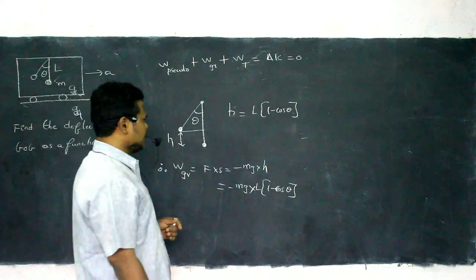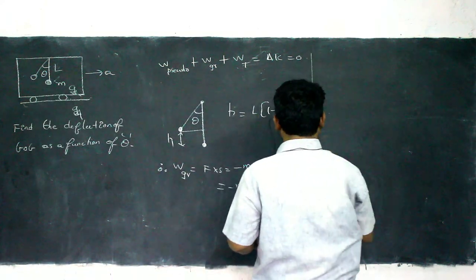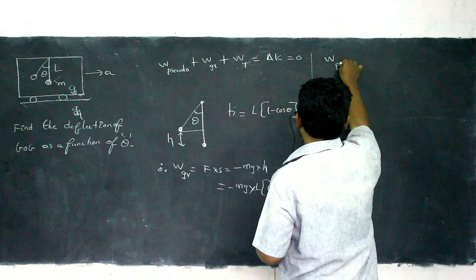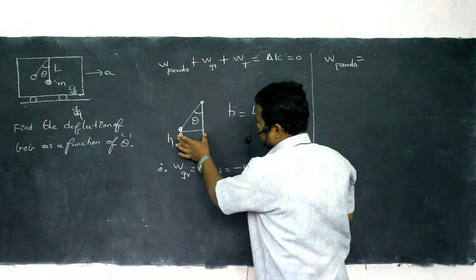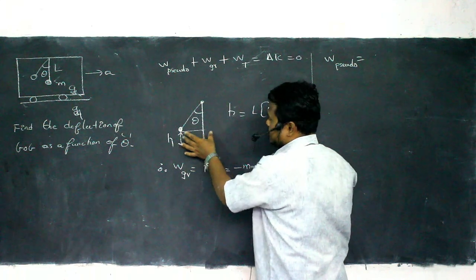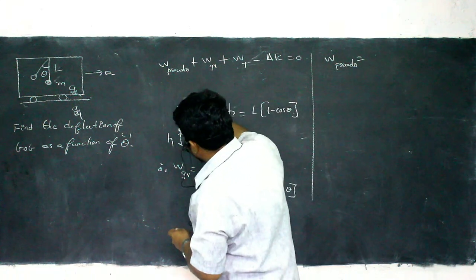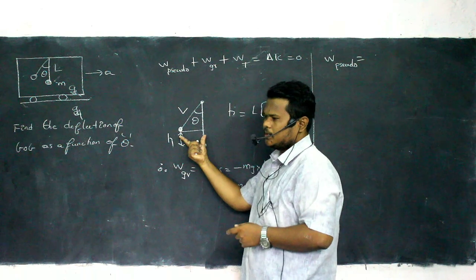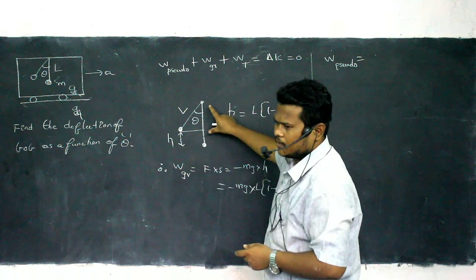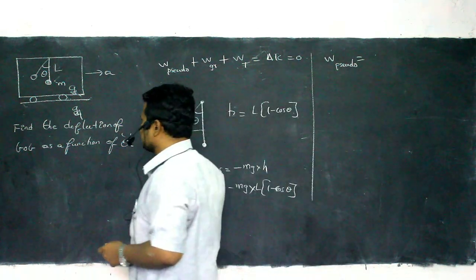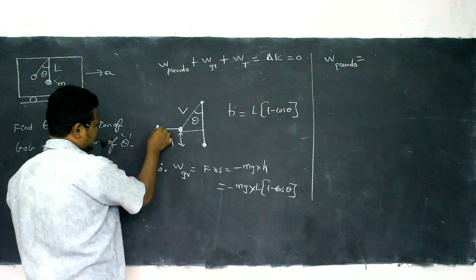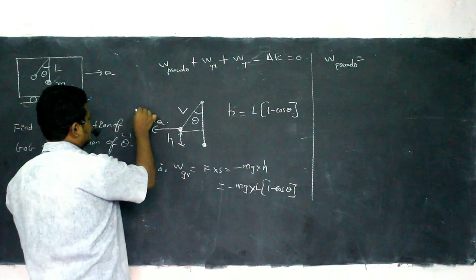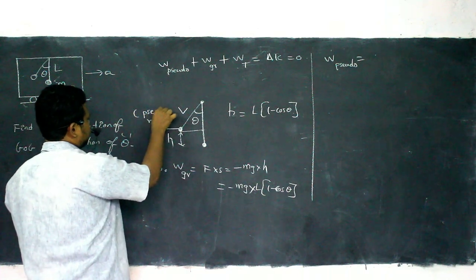Then what is the work done due to pseudo force? This will be the displacement of the bob, no? And what is this displacement? If this is L, this value becomes L sin theta, and this is L cos theta. Pseudo force is applied in which direction? Acceleration is in this direction, no? So pseudo force will be in the opposite direction. This is the pseudo force.